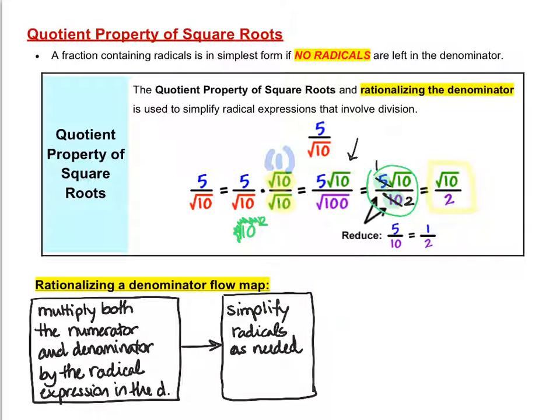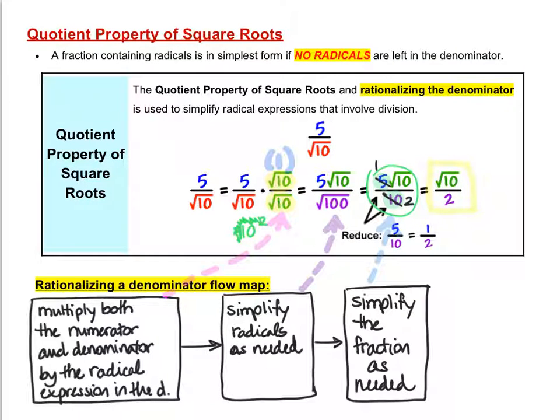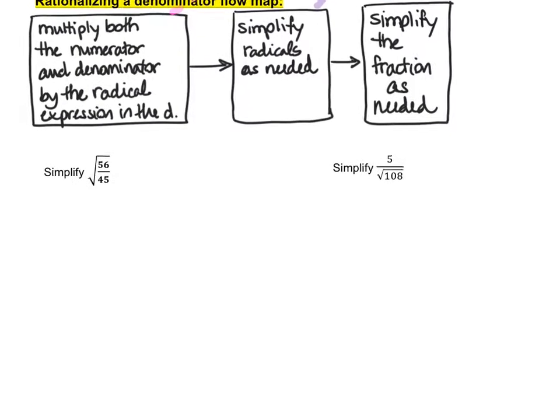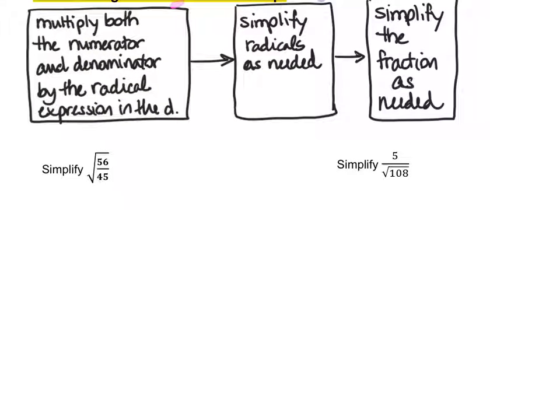The next thing that we're going to do is write down the very last step in the flow, and that's simplify the fraction as necessary. And that is in this step right here. These are the steps that we're going to continue to follow in the examples that we've got further down on the page. So let's just take a look at those.